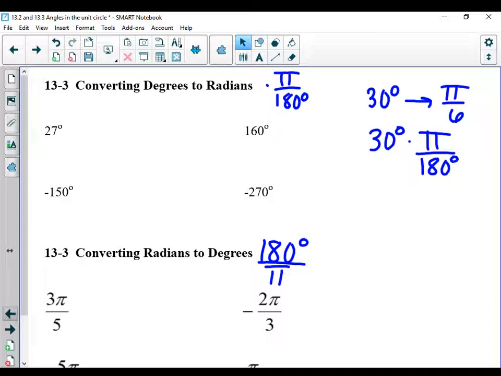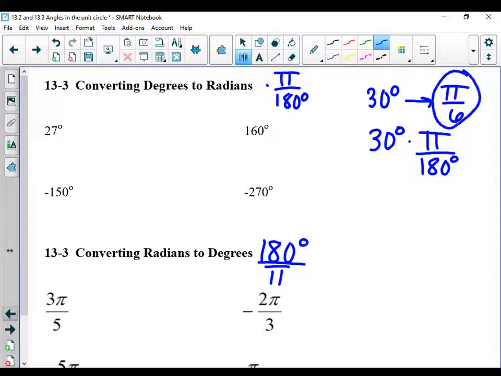Well, notice how I didn't tell you to type pi in there. Leave pi out. Just worry about the numbers. So you got 1/6. Convenient. That's what it is. Pi over 6. So we're just converting between the two measurements.